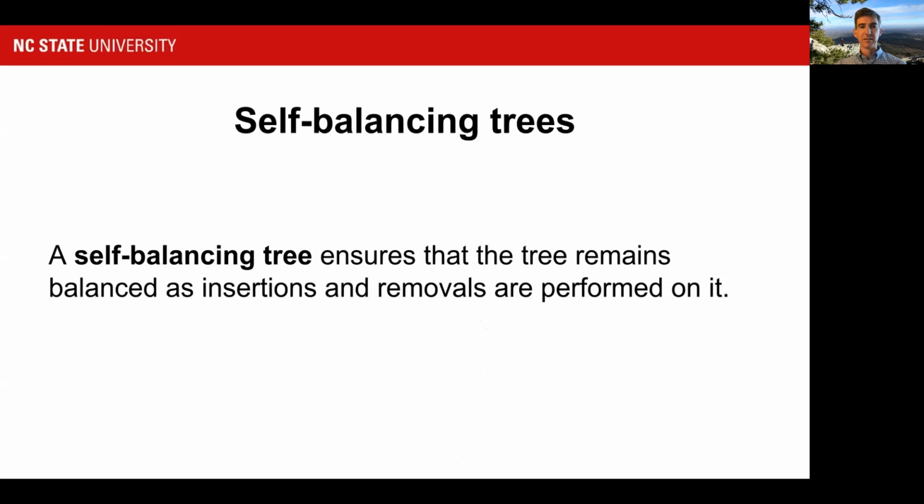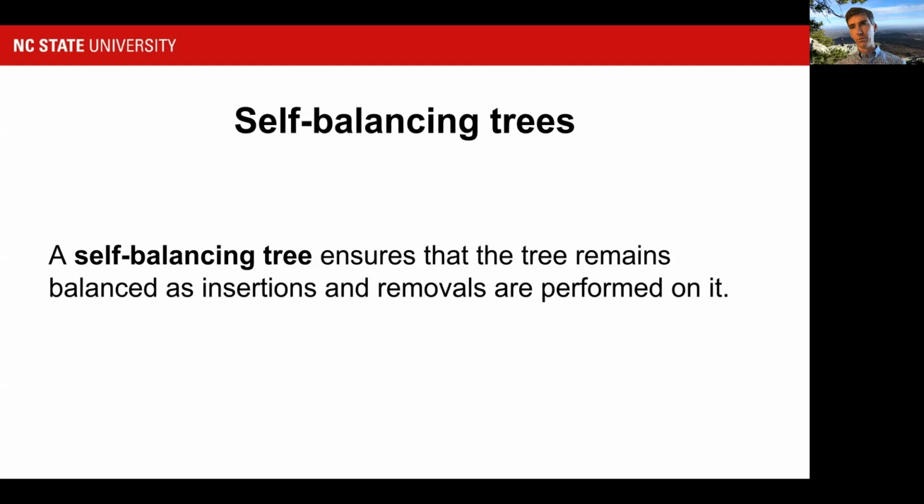A self-balancing tree is one that ensures that the tree remains balanced as insertions and removals are performed on it. Since it's balanced, you're not going to have one side of the tree that's really long and another side that's really short. Both sides of the tree are going to be about the same length. That's what we're going for. But not just from the perspective of one node, from the perspective of any node. If you look at any node in the tree, and you look at both of its subtrees, they're all going to be about the same length.